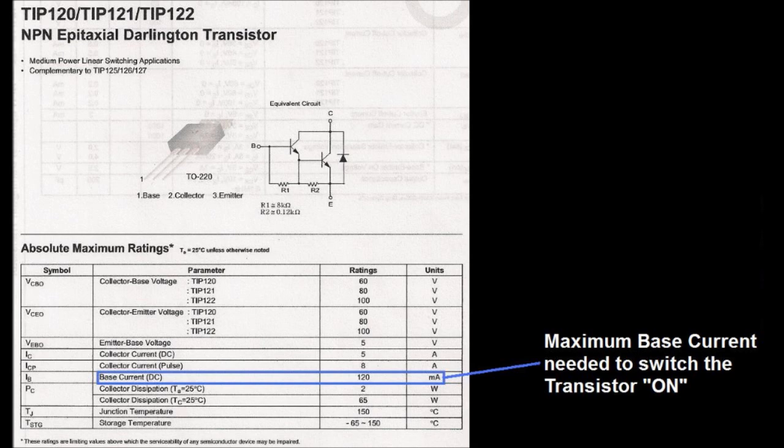This is the advantage of Darlington transistors. They reduce the amount of current required to turn them on to where you can control a much higher current with very little base current.